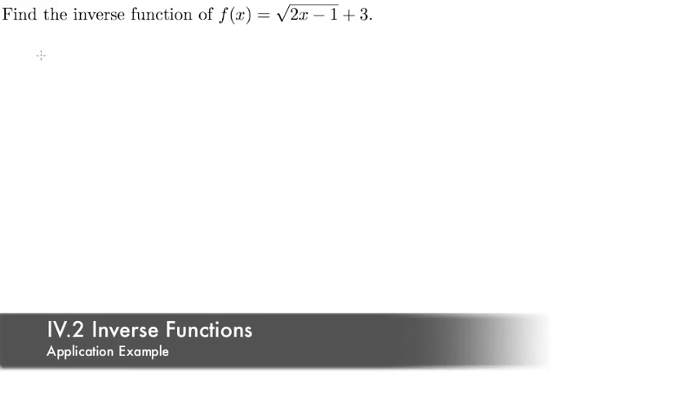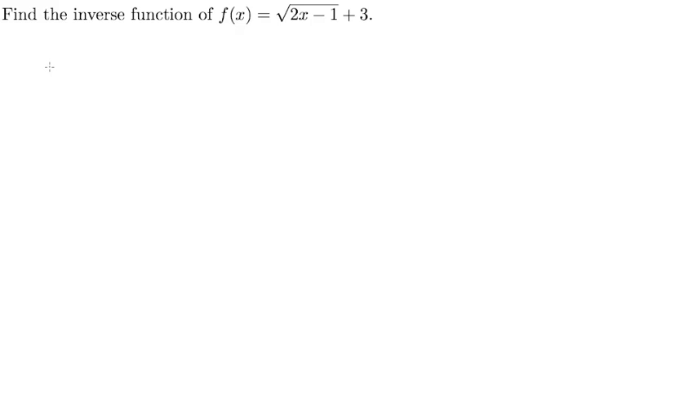So here's one that's just a little bit different. It doesn't look all that different, but we're going to see in a moment that this actually requires a little bit more thought than the previous examples did. So find the inverse function of f of x equals the square root of (2x minus 1) plus 3.